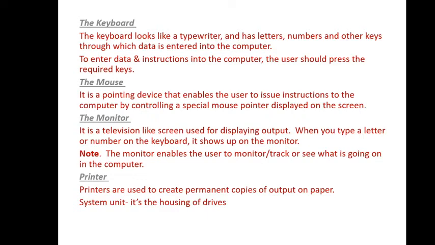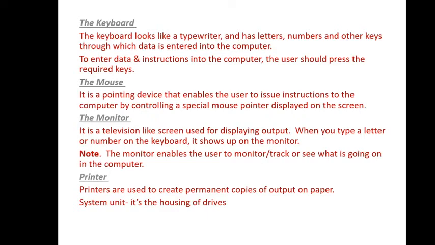Then you have the monitor. The monitor is a television-like screen used for displaying output. When you type a letter or a number on the keyboard, it shows up on the monitor. Note, the monitor enables the user to monitor or track. To monitor is to track or see what is going on in the computer. And therefore, somebody may ask you, why is the computer screen referred to as the monitor? The answer is here. It enables the user to track or see what is going on in the computer. Therefore, never fail that question.